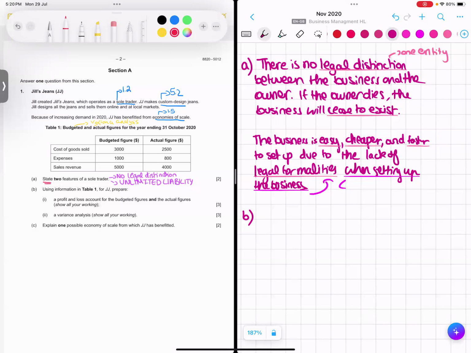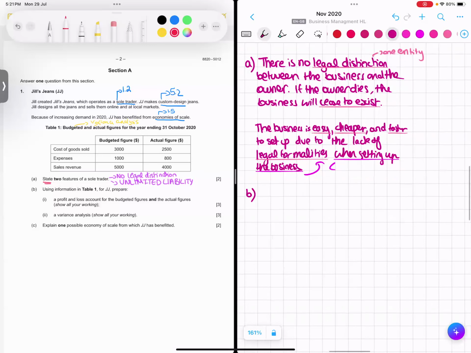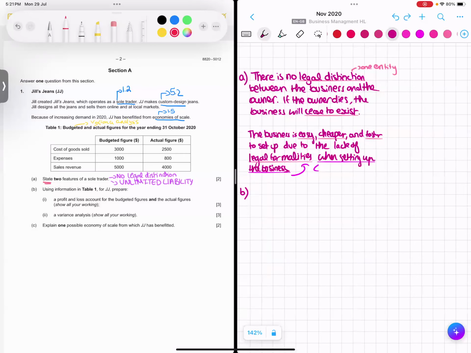So using information in table 1 for JJ, prepare a profit and loss account for the budgeted and actual figures. Okay, perfect. So you have to first draw your box. Draw a really huge box. I don't think you have to draw something that large. So we have 1, 2, 3, and then even more than that. We're going to have 5 rows, I'm guessing. Yeah, 5 rows.